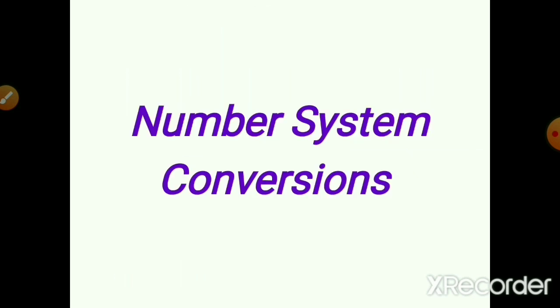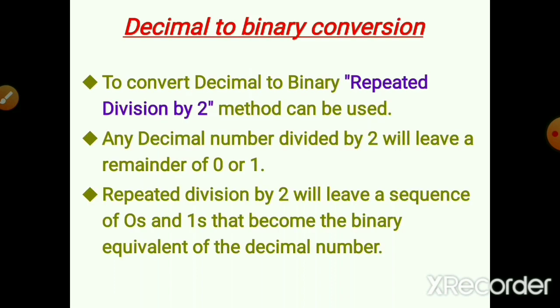Next, number system conversion. First, decimal to binary conversion. To convert decimal to binary, the repeated division by 2 method can be used. Any decimal number divided by 2 will leave a remainder of 0 or 1. That is, repeated division by 2 will leave a sequence of zeros and ones that become the binary equivalent of the decimal number.